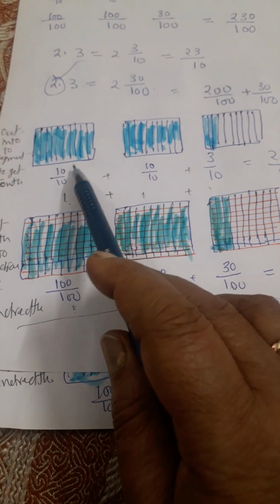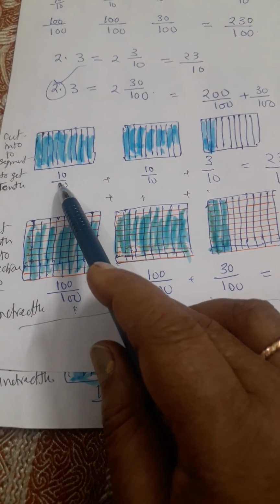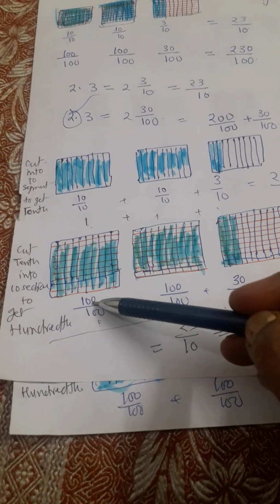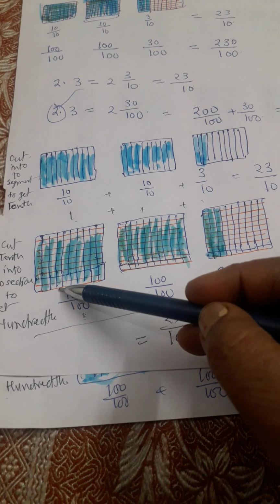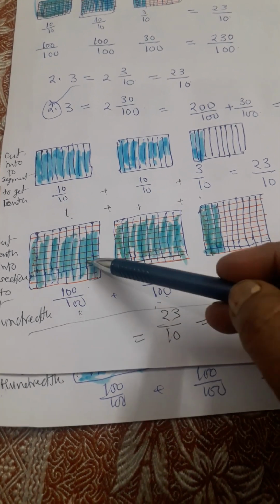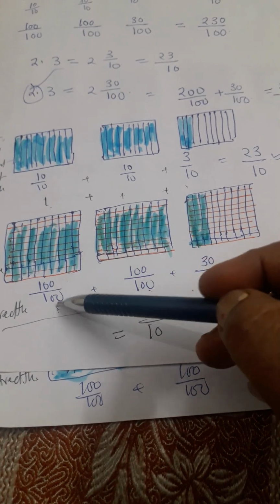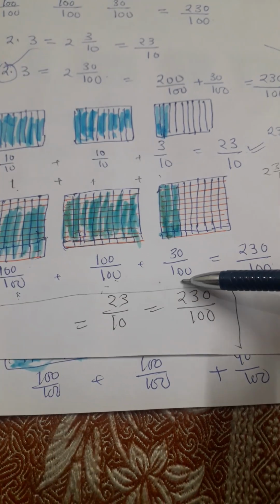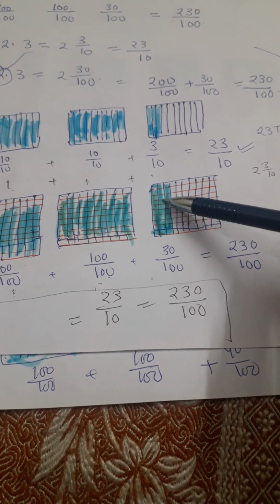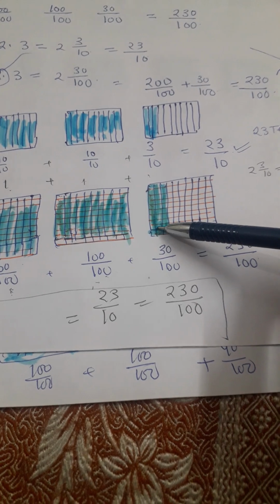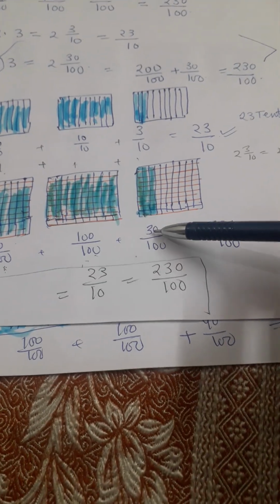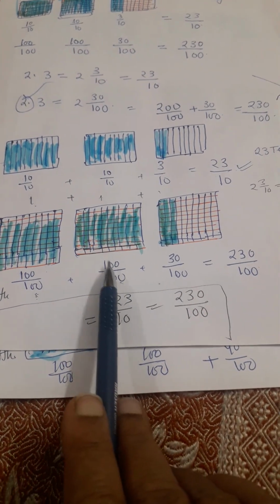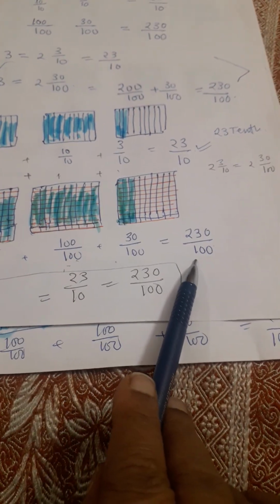Okay, earlier it was 10/10 because only 10 segments were there, and each one was 1/10. Now each one is again cut into 10 sections. Each 1/10 is cut into 10 sections. So at that time we will get 100 over 100. Okay, 100 hundredths, 100 hundredths, 30 hundredths, because here only 3 tenths are shaded, so we will get 30 hundredths. So total 100 plus 100 is 200, plus 30, 230 hundredths.